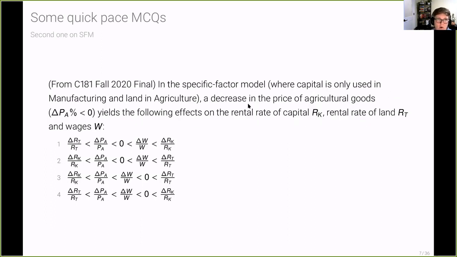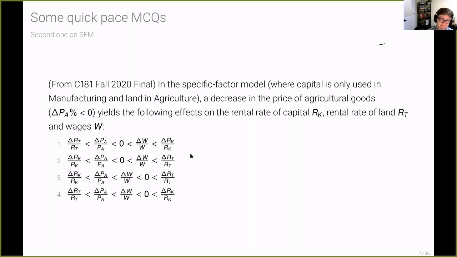Okay. So let's move on, going quickly through some multiple choice questions on the specific factors model. Again, we're going to have the same setup where capital is used in manufacturing, and we have land used in agriculture, and then labor is obviously mobile between the two. We're going to assume that we have a decrease in the price of agricultural goods, or the percentage change in PA is less than 0. And we want to ask what the following effects are going to be on the rental rate of capital, the rental rate of land, and wages W.